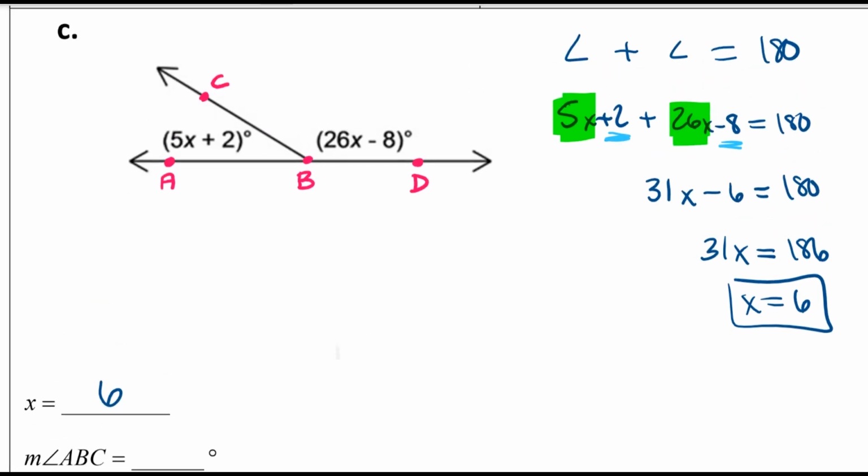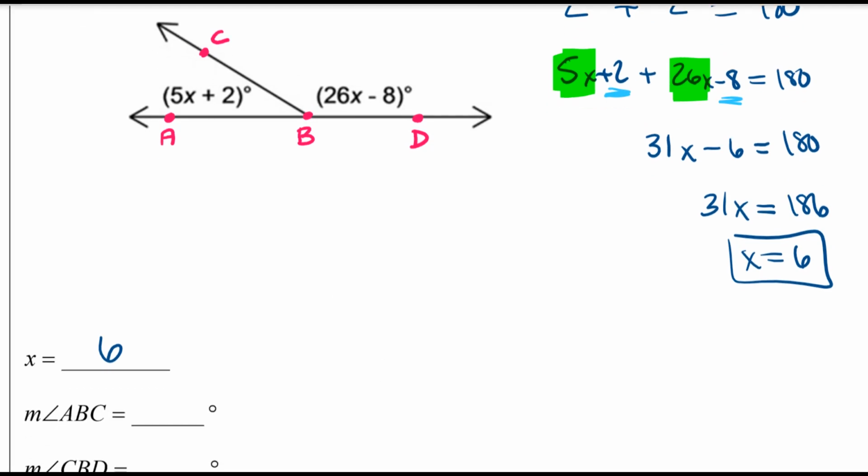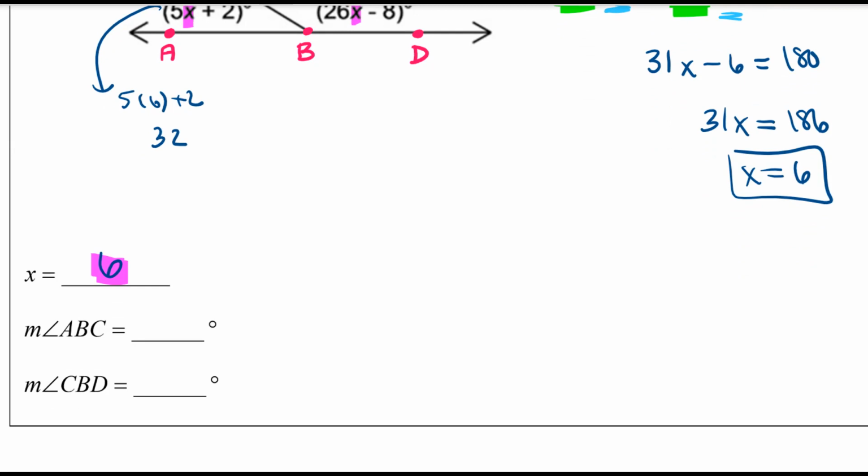Now for each one of these pieces, I got to find the measure of angle ABC. So this guy right here, I'm just going to substitute 6 in for this x, and it's going to go in for that x. And I'll just figure out each piece, right? So on this one, I'll get 5 times 6 plus 2. 5 times 6 is 30 plus 2. That gives me a sum of 32. So angle ABC is 32 degrees.